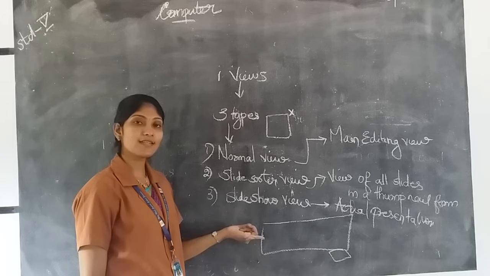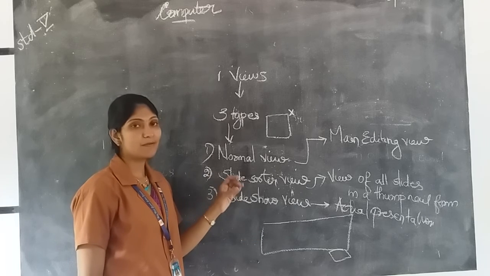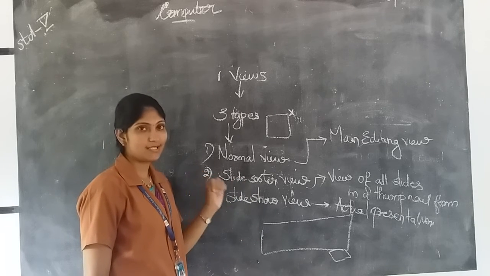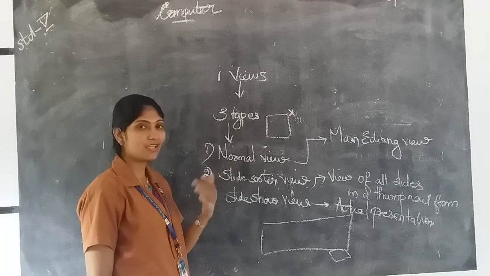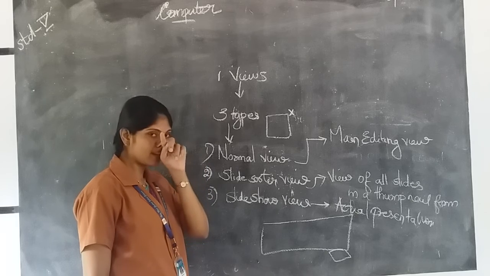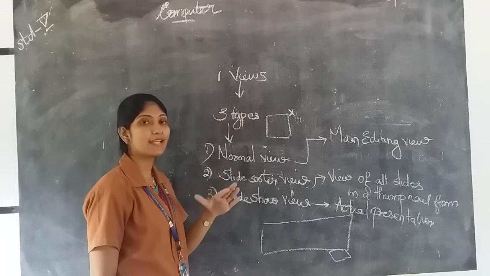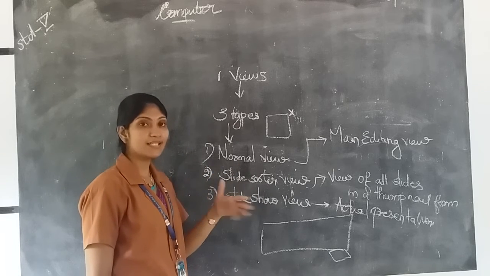Then how to rearrange the order of slide? First bring the mouse pointer on your particular slide and then move into any other position. That means drag into any other position and then release the mouse button. Finally the slides gets rearranged.